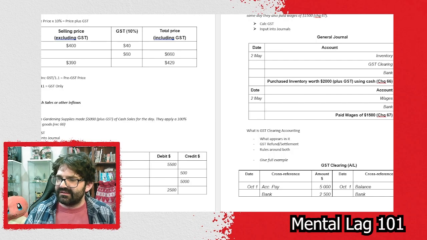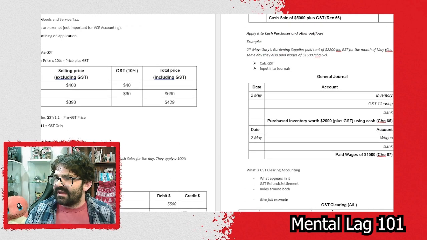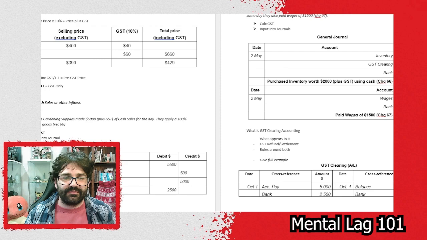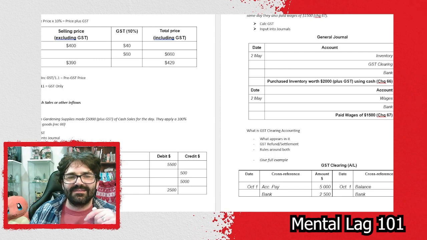At cost price, $2,500, and then inventory as a credit, by the way, because it's an expense, it's going up. Debit. Let's try that.